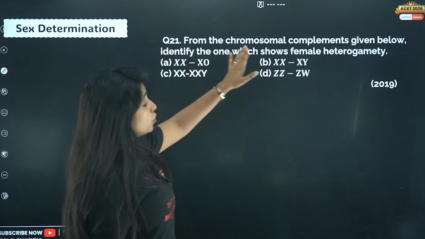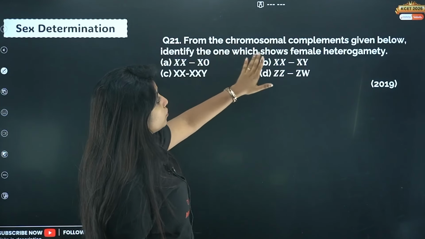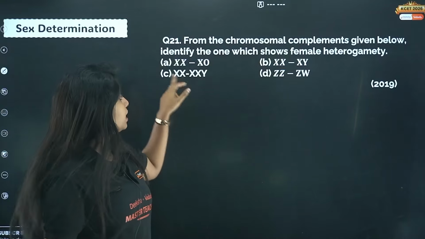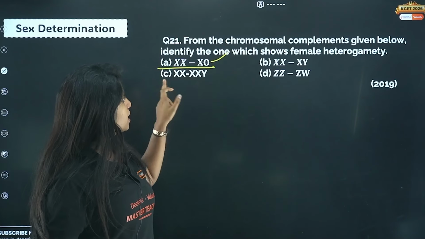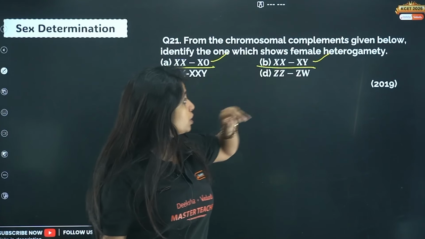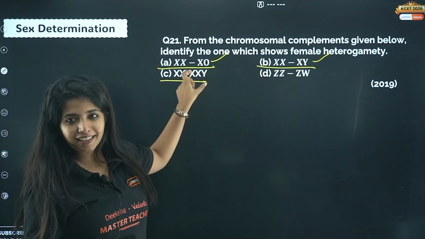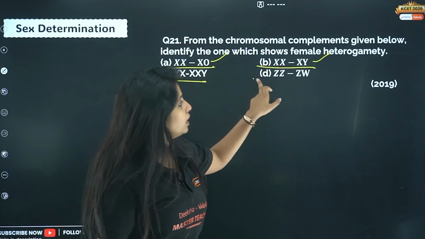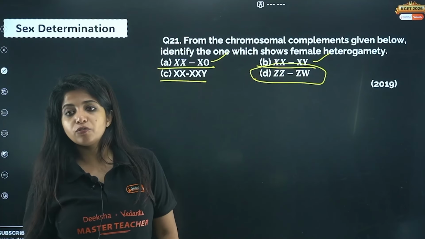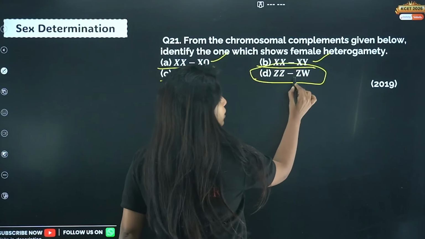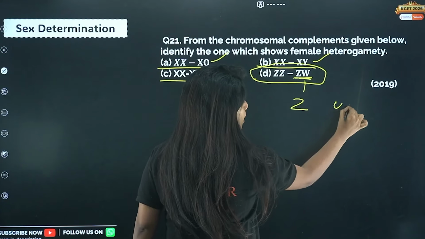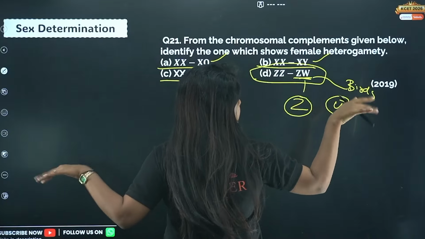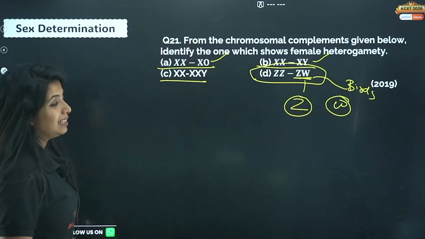21st question. From the chromosomal complements given below, identify the one that shows female heterogamety, where females are going to produce two types of gametes. This is a condition found in insects. This is a condition found in human beings and Drosophila. This is XXY, which means Klinefelter syndrome, and XX means normal female. So over here, my dear children, is where you find female heterogamety. Here females are going to produce Z and W type of gametes. Where do you see it? I told you, you see it in birds. Okay?